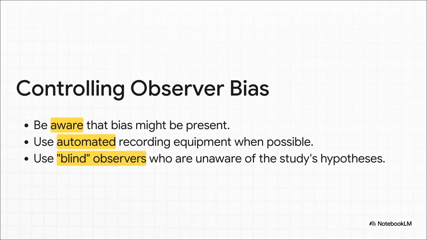So what's the fix? How do you fight your own brain? Well, first, just knowing that bias is a thing is a huge first step. Using automated recording equipment helps take the human element out of it, but really the gold standard method is to keep the observers blind. If the person recording the data has no idea what the study is trying to prove, their expectations just can't get in the way and contaminate the results.